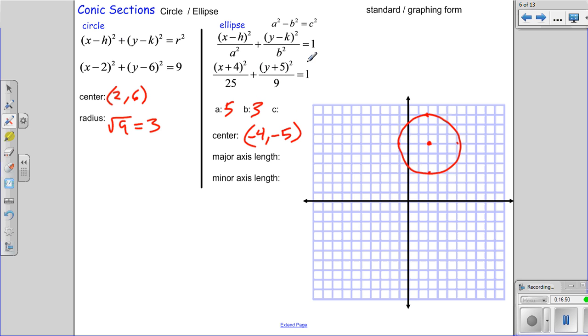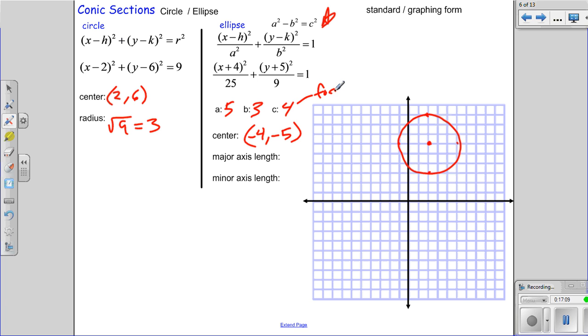Now to get the C factor, we look at this equation up here. Okay, and we take the big minus the small. So 25 minus 9 is going to be 16. And the square root of 16 is 4. So right there we can get our dimensions. And the C is for the foci.